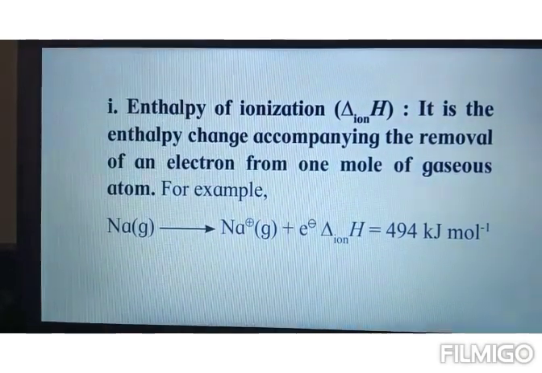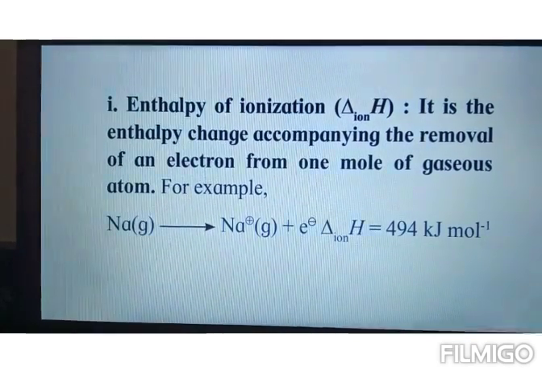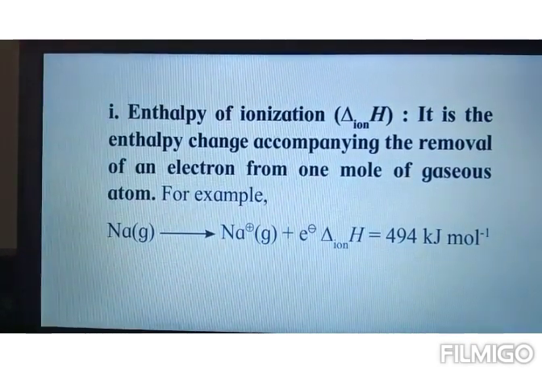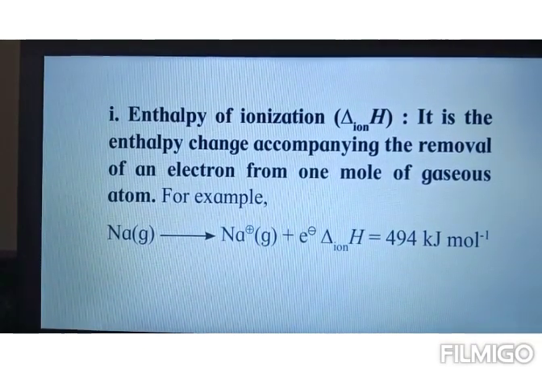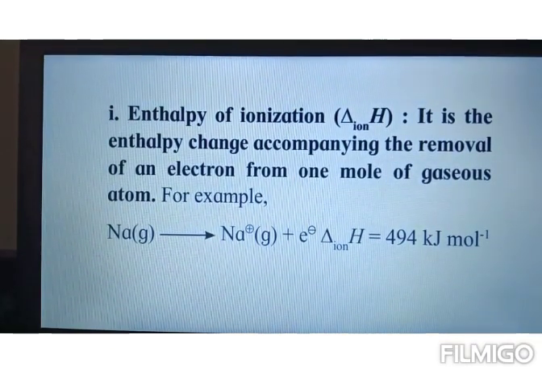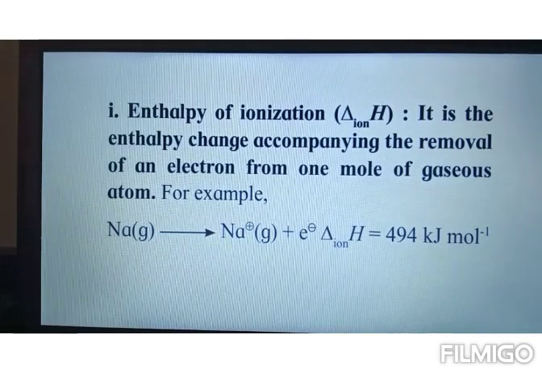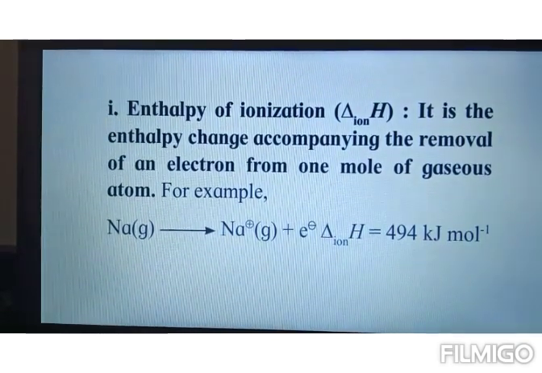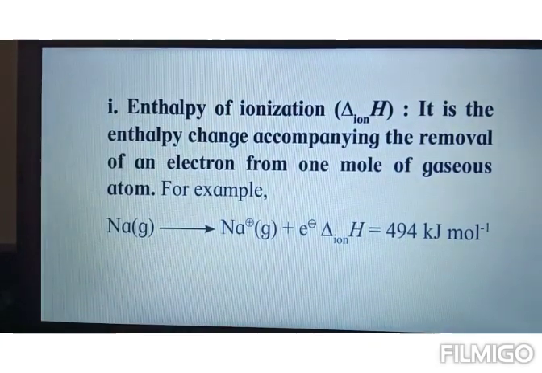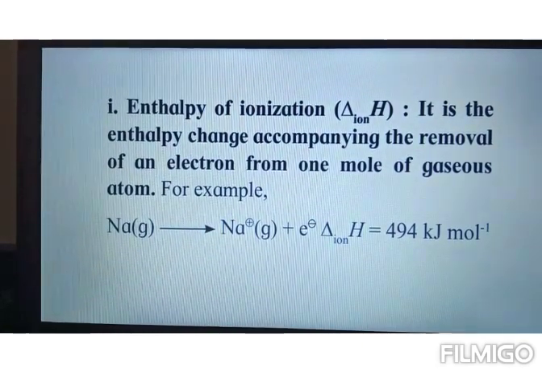Now when we remove an electron, there is formation of a cation. When we add an electron, there is formation of an anion. So we have an example of formation of a cation. The simplest example is sodium metal, gaseous sodium. On loss of 1 electron, it forms Na plus ion, and delta H for ionization is 494 kilojoule per mole.